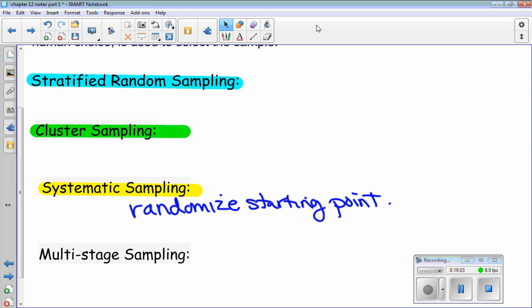A cluster sample would be, I'm going to pick Stonewall Jackson High School, because that is a cluster or a group of students that have all of the strata inside of it. Does that make it a little bit clearer? In a stratified random sample, you identify the strata and then pick a few from within. A cluster sample is when I just pick one group that happens to have all the strata there. Okay? A little bit different. All right, multi-stage sampling.